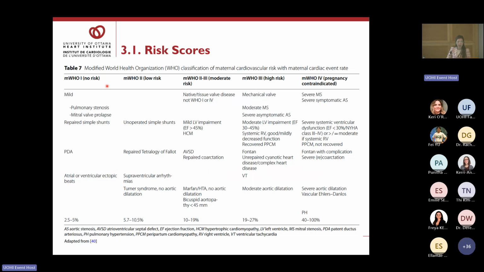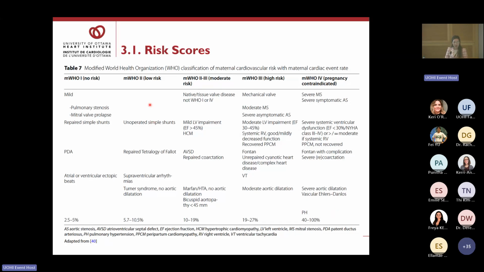So WHO class 1 would be, for example, a repaired ASD. WHO class 2 would be someone that has a repaired tetralogy of Fallot with no complications. Class 2 to 3 would be patients that have HCM, for example, without obstruction. Class 3 would be anyone that has a mechanical valve. And really, class 4 are your very high-risk patients. So anyone that has obstructive left-sided valve disease, low EF less than 30 in a systemic ventricle, a Fontan that has any complication, severe coarct, aortopathy, pulmonary hypertension.